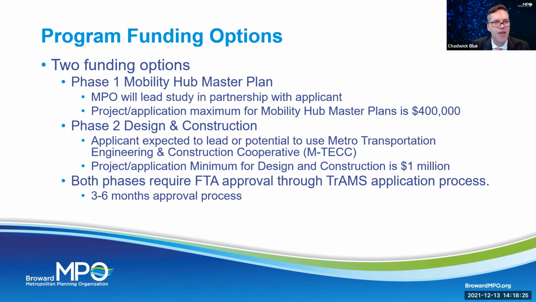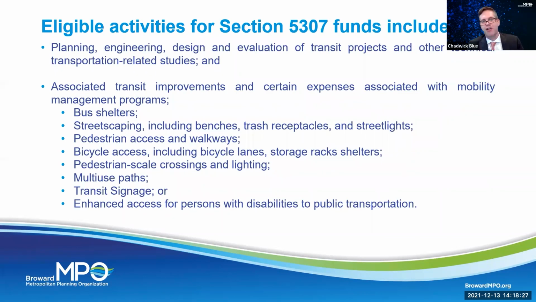So moving forward, what are some of the eligible activities? So we're using Section 5307 funds, which are our FTA funds. And eligible activities include planning, engineering, designing, and evaluation of transit projects. This is essentially your mobility hub master plans, your planning studies.